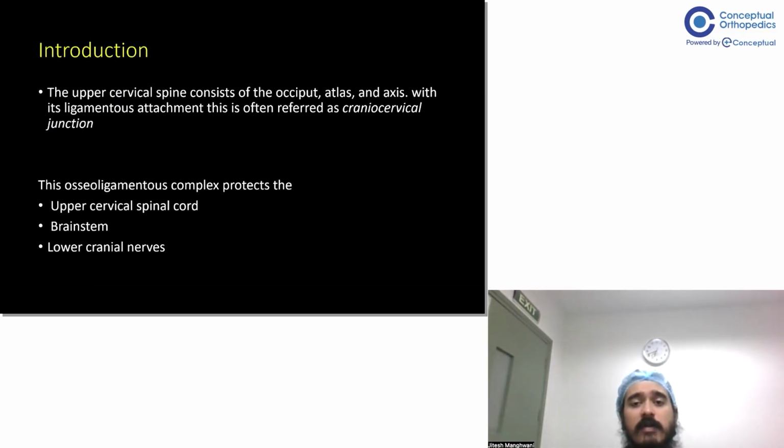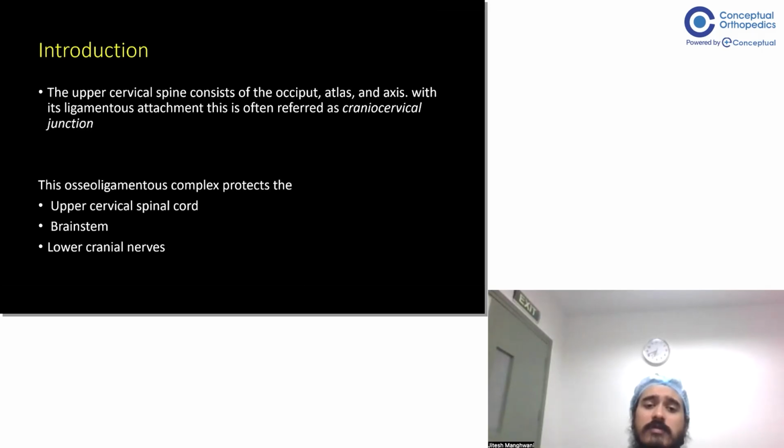So the cervical spine consists of the occiput, the atlas, the axis, along with its ligamentous attachment, which is basically called the craniocervical junction. So this is the upper cervical spine where we have the occiput, the part of the skull. Along with that, the first vertebra, that is the atlas, and the axis. And these bones, along with the ligamentous attachment, together are called the craniocervical junction.